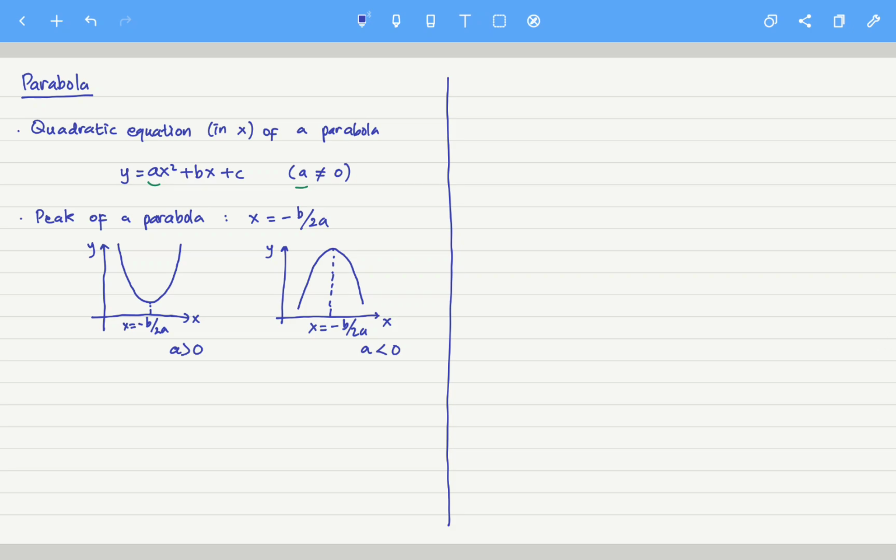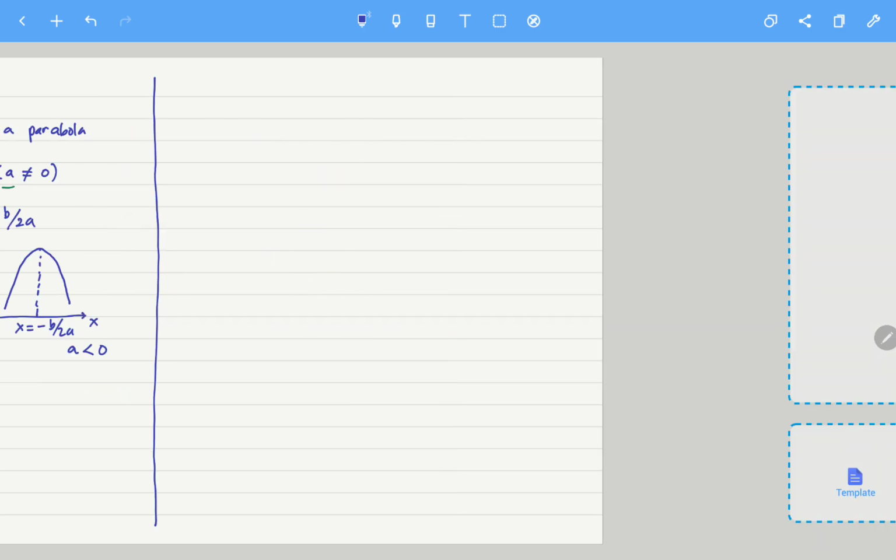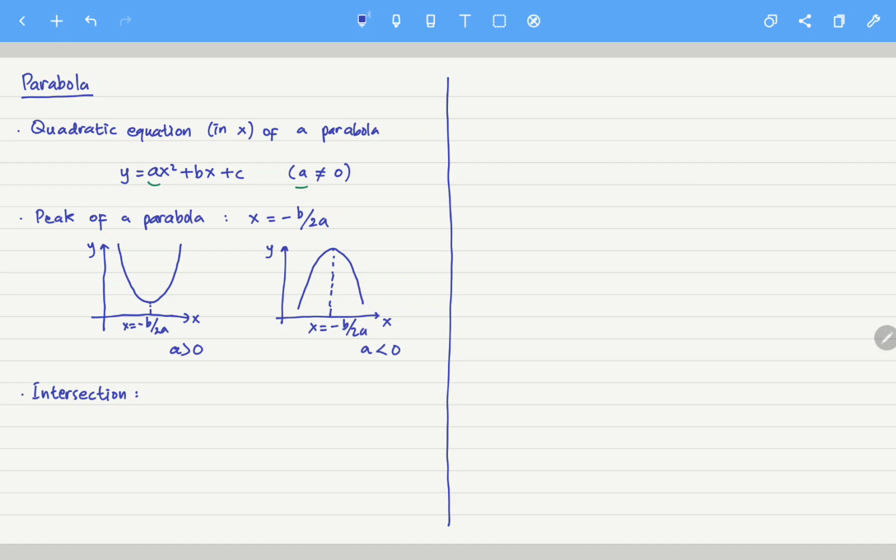And it is also important to find the intersection of a parabola with the x or y axis. So let's say the first one, intersection with the y axis. To get the intersection, we can set x equals 0. So if we put it into the quadratic equation, we will get y equals c.